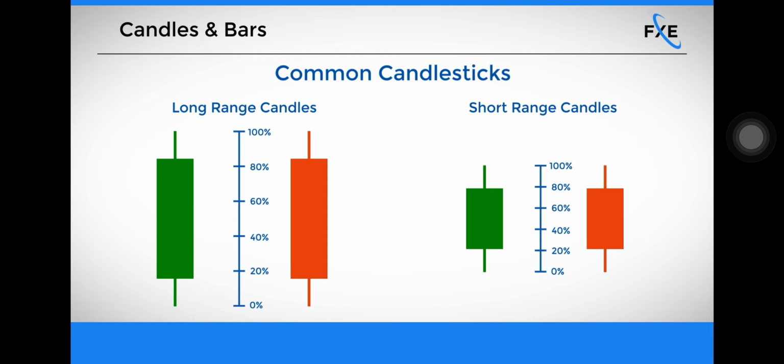For example, if you view the candles on the right in isolation, you cannot determine if they are a long range or a short range candle, but when you look at them as a group, it is easy to see that the candles on the right have only half the range of the candles on the left.